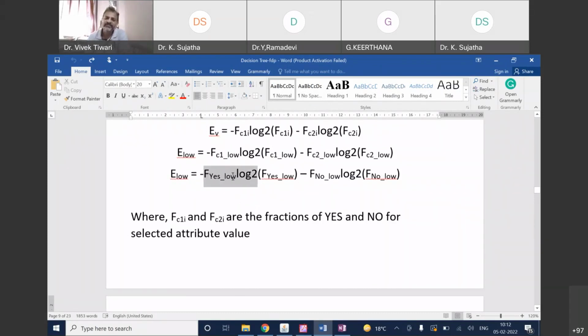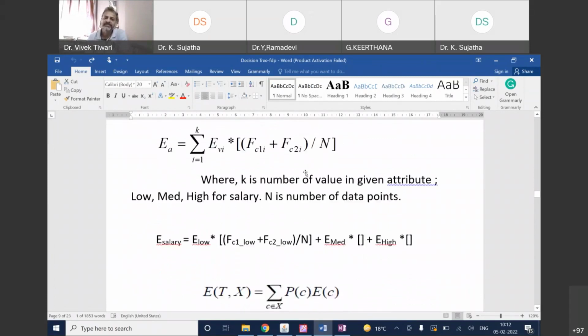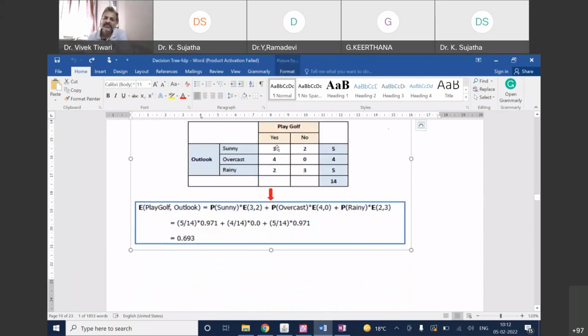So 3 comma 2 means I'm talking about 3 by 5 log base 2 of 3 by 5, minus 2 by 5 log base 2 of 2 by 5, multiplied by 5 by 14. Because it is a binary classification, entropy is 3 by 5 log base 2 of 3 by 5 and 2 by 5 log base 2 of 2 by 5. You calculate the entropy of that sunny only, that is 0.971.